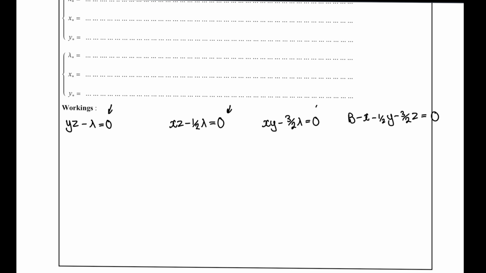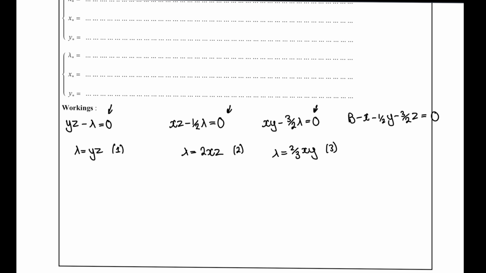Cool. If we now solve these equations, we will find our four solutions. So if I rewrite those first order conditions, we have yz - λ = 0, xz - (1/2)λ = 0, xy - (3/2)λ = 0, and then the budget constraint, b - x - (1/2)y - (3/2)z = 0. If I begin by making lambda the subject for these three, we get λ = yz, λ = 2xz, and λ = (2/3)xy.